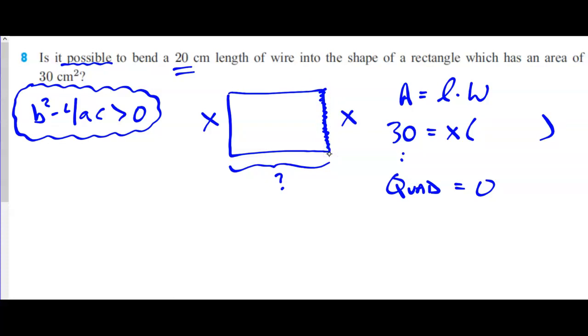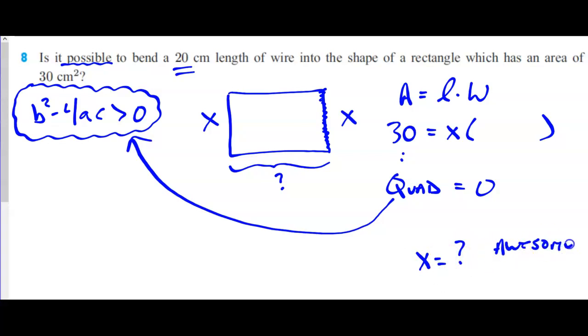Or you can do a shortcut and go with the discriminant. If it's greater than 0, you could answer, yeah, it's possible. I'm just trying to hopefully get you to the point where you can make decisions of what you need to do to answer the question. If you go ahead and get x equals, that's awesome, but not necessary.